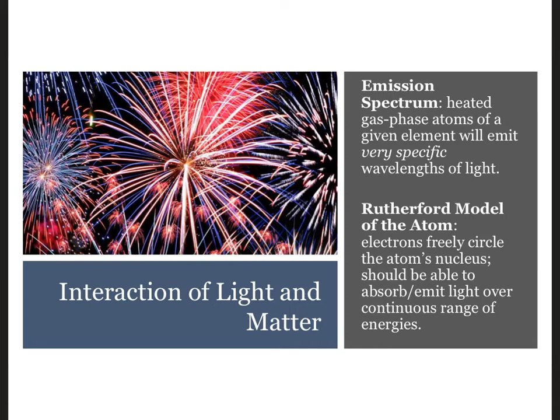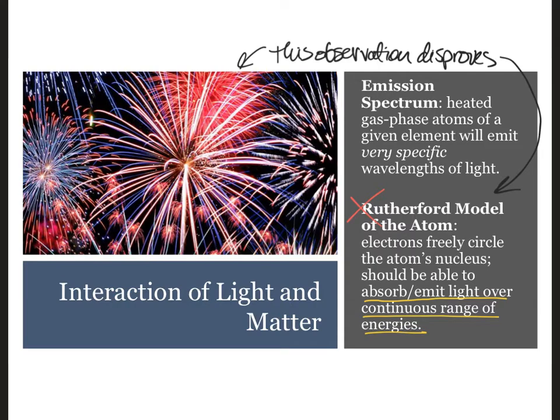They emit light at very specific wavelengths, giving off the gorgeous colors we get to experience every summer during the 4th of July celebrations. This observation does not support the Rutherford model of the atom, which proposed that electrons could be found at any distance from the nucleus, which means atoms should be able to absorb light and emit light over a continuous range of energies.